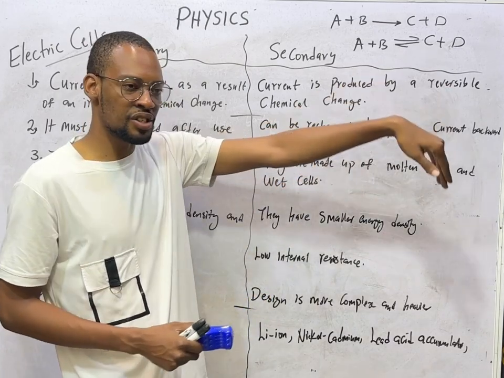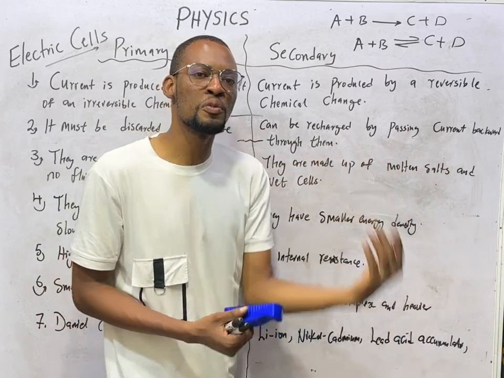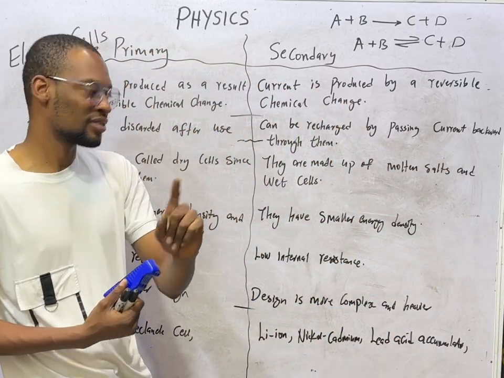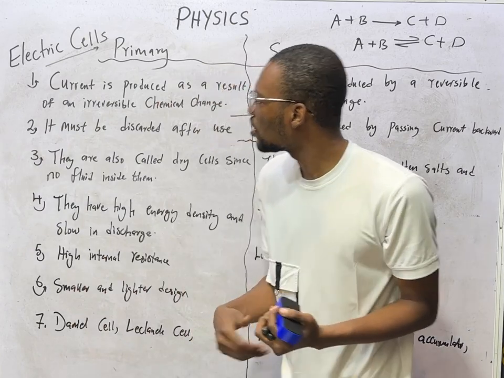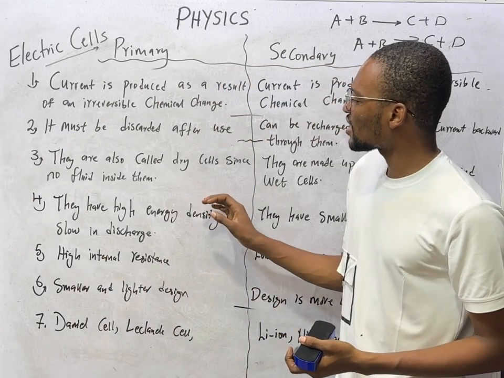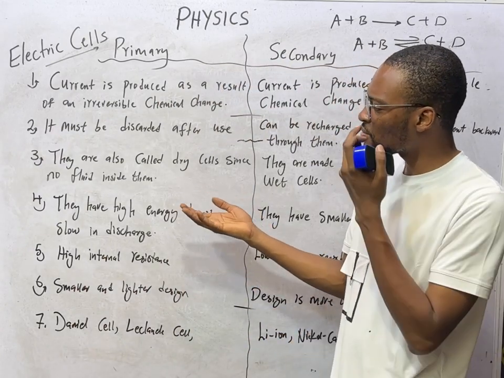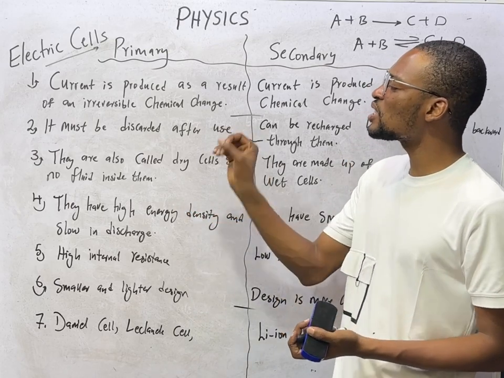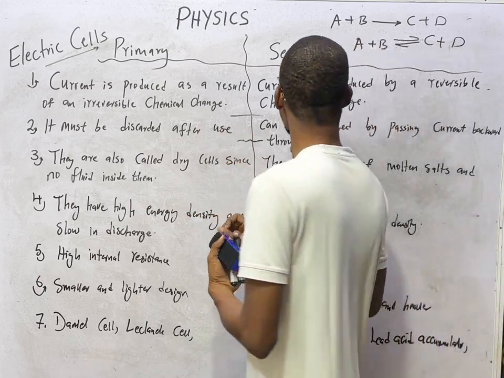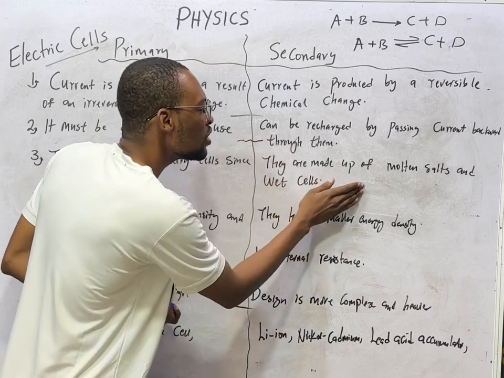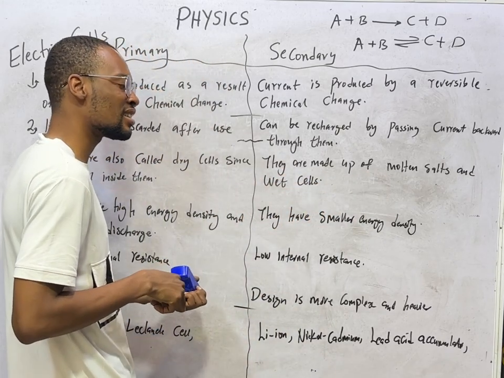So if forward is discharging, when you pass current backward, it will not be charging. Also, primary cells can be called dry cells since mostly there is no liquid or fluid inside. Meanwhile, secondary cells are made up of molten salts and wet cells.